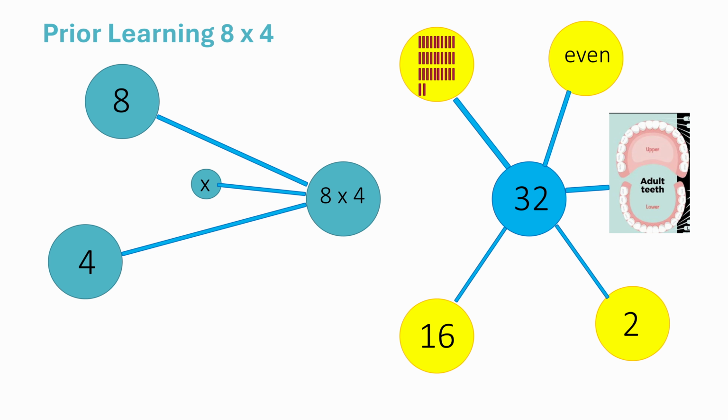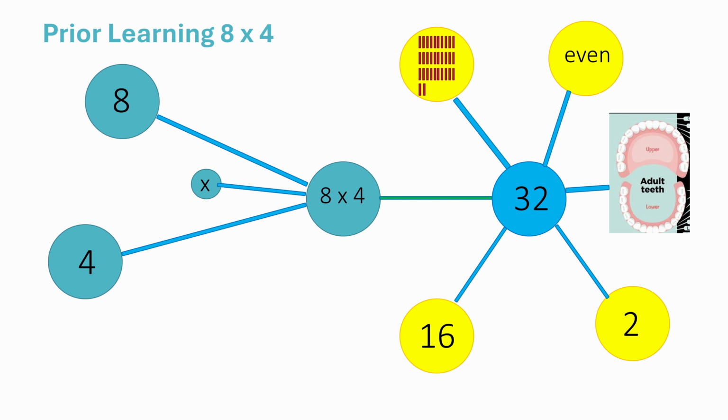Maybe you already knew what 32 was. Maybe you knew it was an even number. Maybe you knew it's how many teeth you would have as an adult. You might have known that it was 2 times 16. You might even associate 32 now, or you might know that it's like 3 10s and a 2, right? But so 32, this number 32, you started to learn your times tables and you linked.